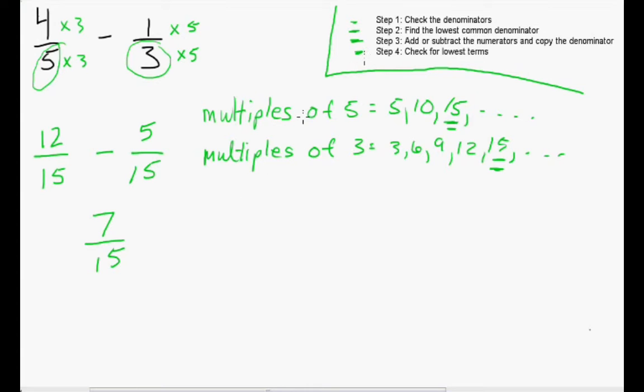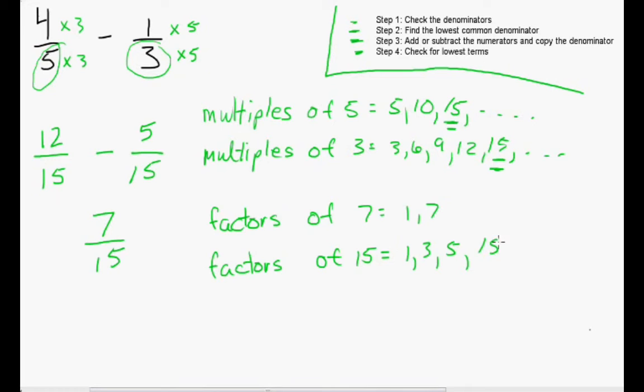Moving on to step 4, figuring out whether or not this is in lowest terms, we're going to list the factors, just like we did in the last video, of both numbers. So the factors of 7 are 1 and 7. And the factors of 15 are 1, 3, 5, and 15. Here we can see they don't have anything in common other than the 1. Dividing by 1 is not going to change our fraction, so we can state that 7 over 15 is in lowest terms.